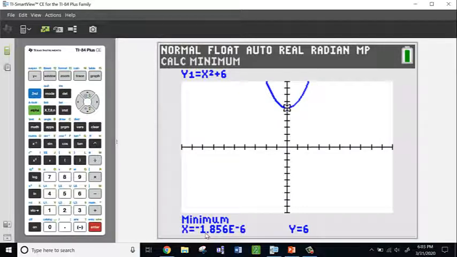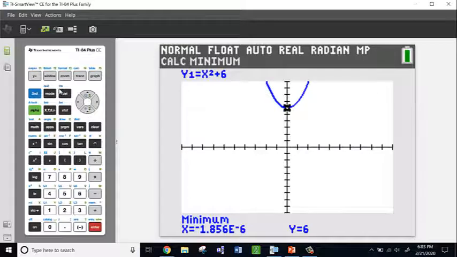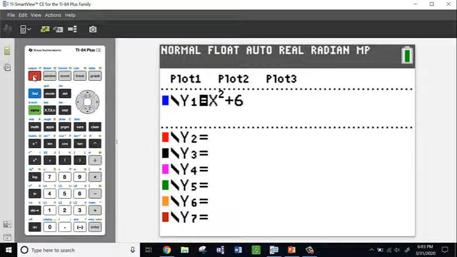-0.000001, which is basically 0. So they're telling me that the vertex is at 0, 6, which makes sense. All right, let's look at a different equation.